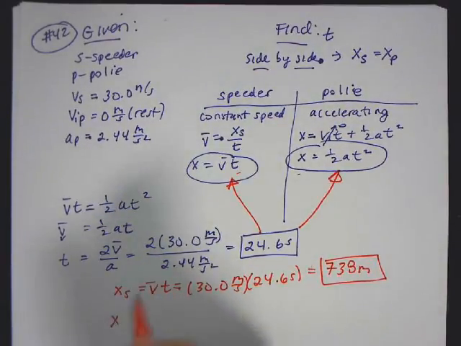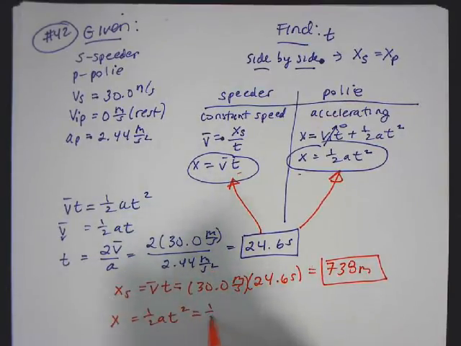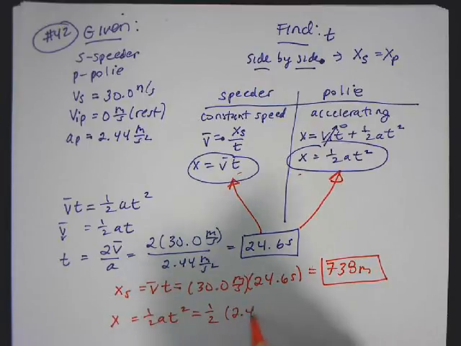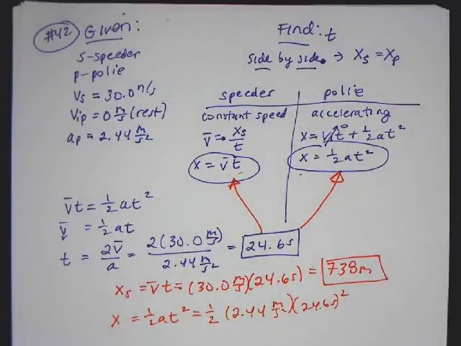Now if I wanted to check my work, I could also use this one and say x is equal to 1/2 a t squared and substitute in 1/2 times 2.44 times t squared, and I should end up getting the exact same answer if I want to check it. Okay, so either way is going to be correct.